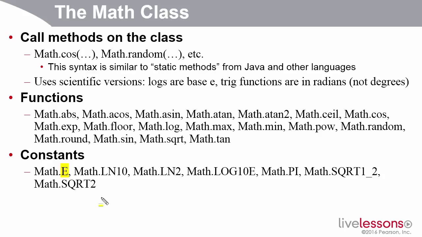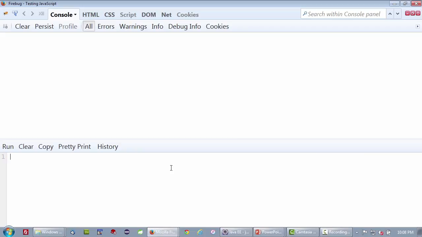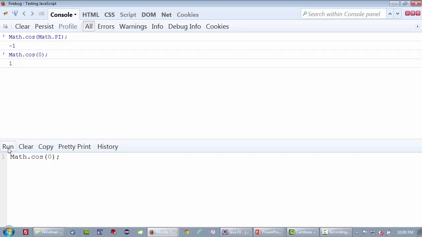All right, this sounds reasonable on paper. Let's try it in practice to see how it works. Okay, let's first illustrate the point that it's using the scientific versions. In particular, the trig functions use radians, not degrees. So if I say Math, capital M, dot cos, lowercase c, of Math.PI, I get -1. If I do cosine of 0, I get 1.